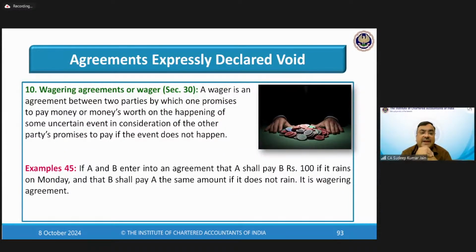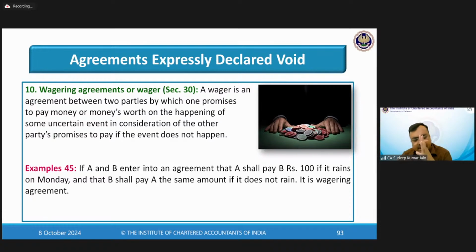A wager is an agreement between two parties by which one promises to pay money or money's worth on the happening of some uncertain event, in consideration of the other party's promise to pay if the event does not happen. What does that mean? I enter into a contract with Mr. X that I will give you rupees 100 if it rains on Monday, and if no rain, you will give me 100.